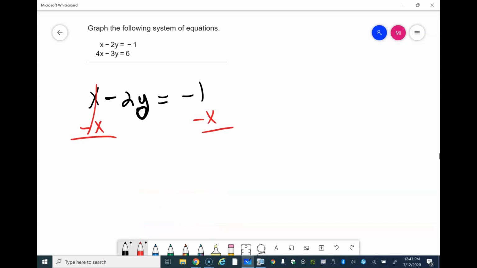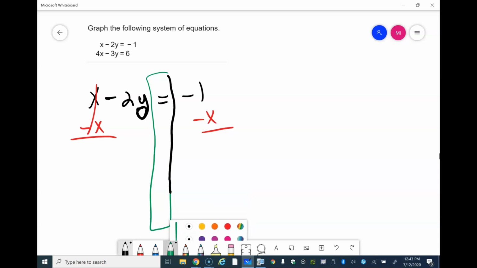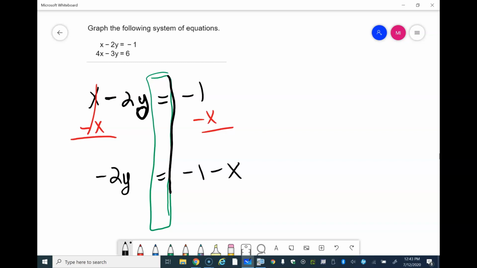So these cancel out. And let me just make this separate so you can see when I bring things over to the other side. So now I'm going to have -2y is equal to -1 minus x. We can't subtract both of these, so we'll leave it separate because they're not like terms. The next thing we're going to do, to get rid of the -2, is divide everything by -2.